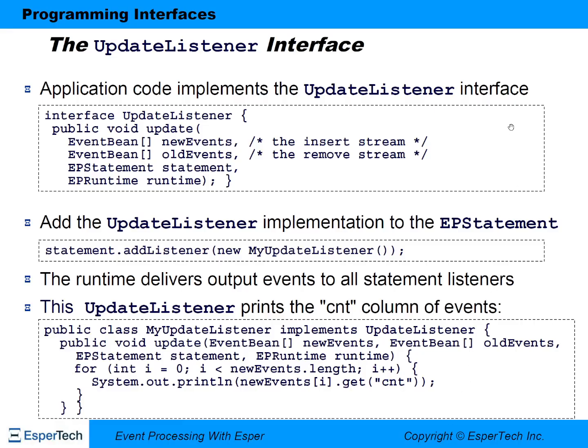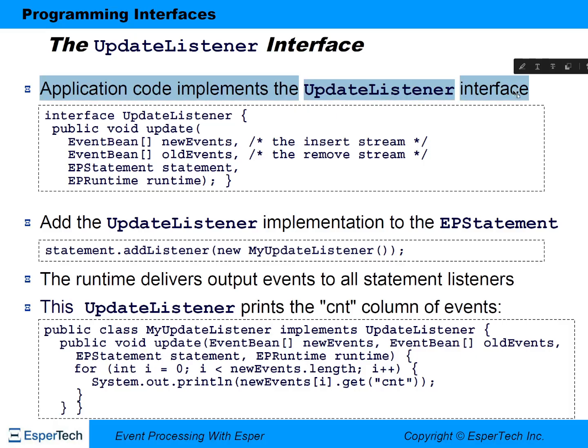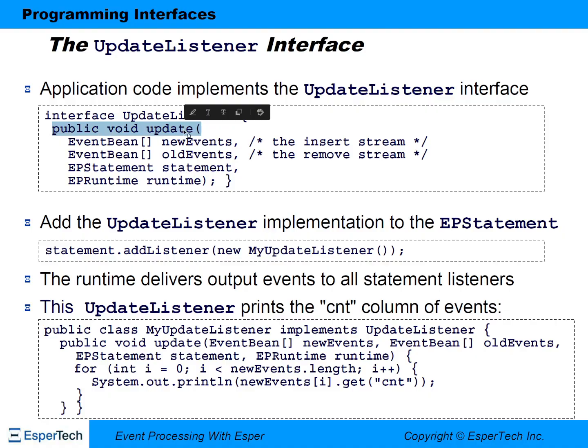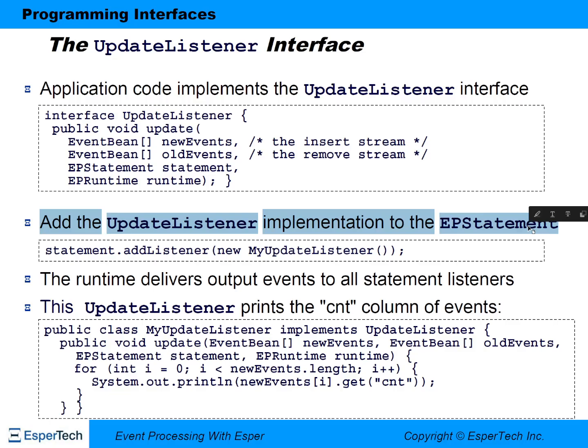The runtime delivers output events to application code that implements the UpdateListener interface. The UpdateListener interface only has a single update method. The update method takes the following parameters: an array of EventBean that contains the new events, the insert stream; an array of EventBean that contains the old events, the remove stream; the EPStatement instance of the statement that produces the output events; the EPRuntime instance of the runtime. The new events and the old events parameters can both be null, depending on the EPL of the statement.